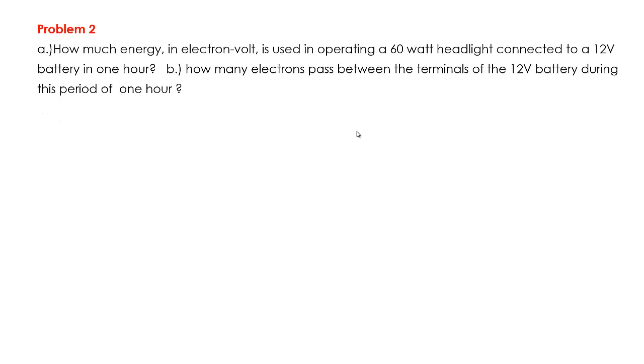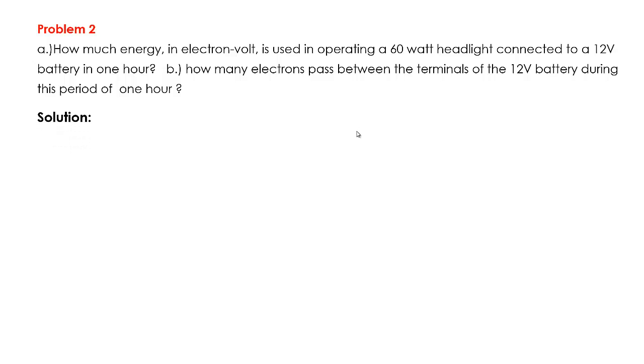For problem 2, we have two questions that we need to answer. First is how much energy in electron volt is used in operating a 60-watt headlight connected to a 12 volts battery in 1 hour. Second problem is how many electrons pass between the terminals of the 12 volts battery during this period of 1 hour.